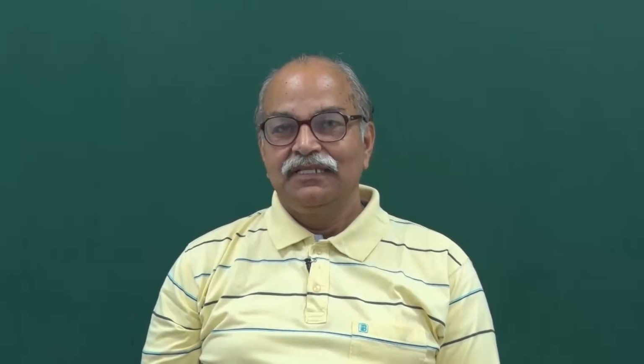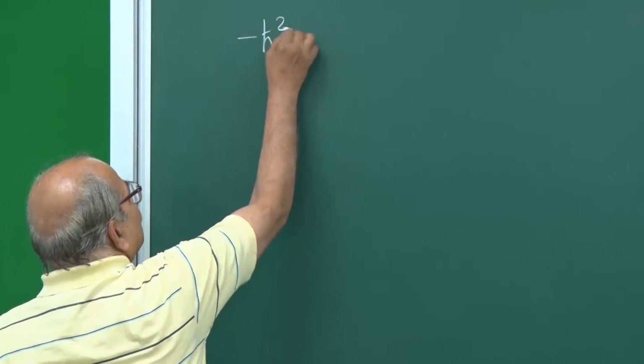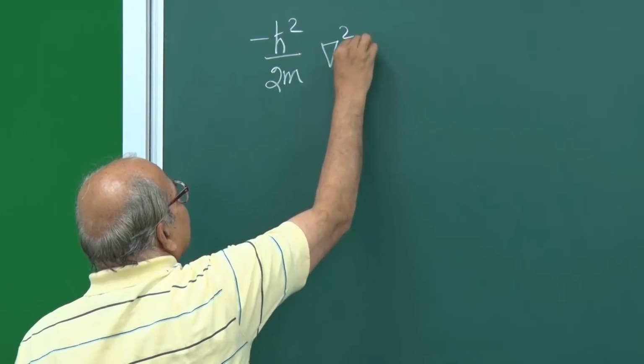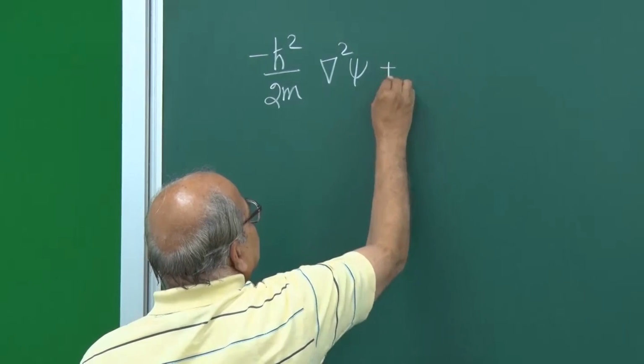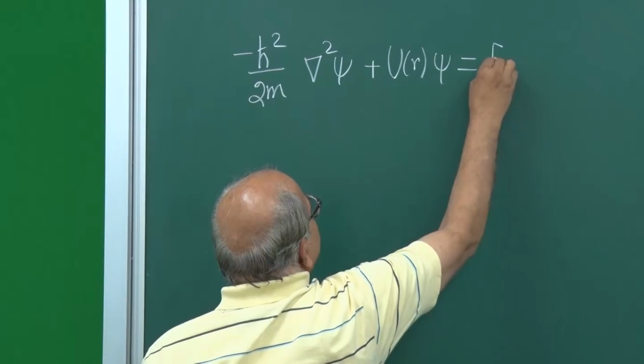So, in the previous lecture I talked about the Schrödinger equation, which is the equation for an electron in the hydrogen atom, which is supposed to give all the information about energies and all other things. The equation was minus h cross square over 2m, then this del square of psi, plus potential energy function U(r) psi is equal to E psi.